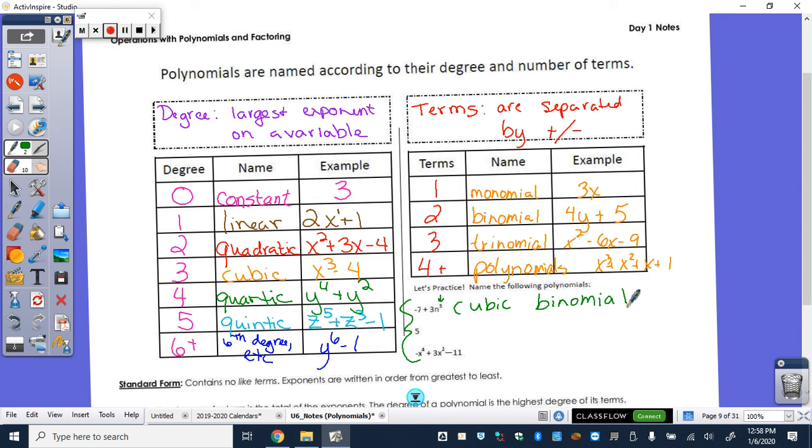Let's try the next one, the number 5. It is a constant. And then what's its name by number of terms? Monomial. There's only one term there, the number 5. It's not quintic. There's no variable. So it's a degree of 0.